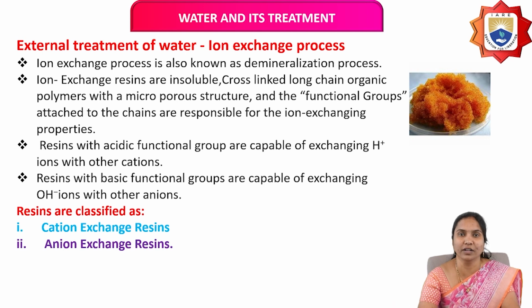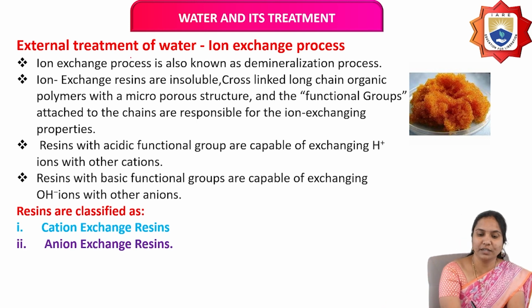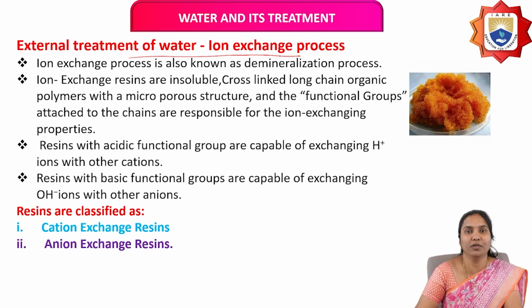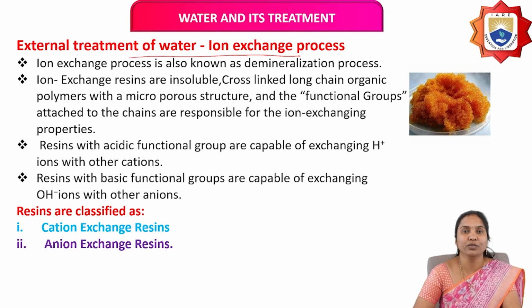So externally we add some resins, and we purify this hard water and convert it to soft water. This is called external treatment of water. After purifying this water, we can use it in boilers. So in this external treatment of water, we mainly discuss the ion exchange process. Many methods are employed for the softening of water.